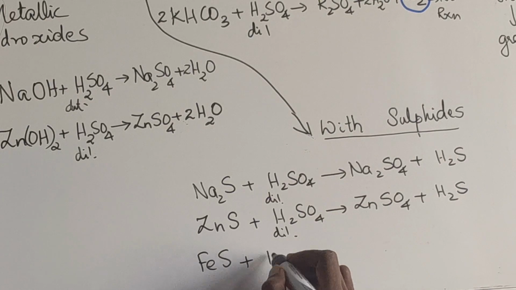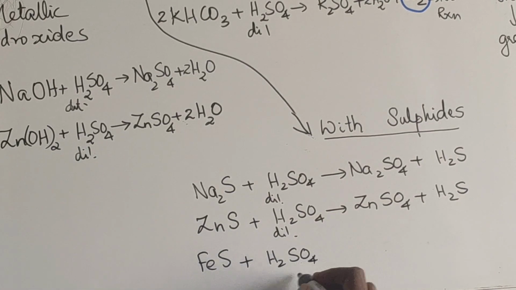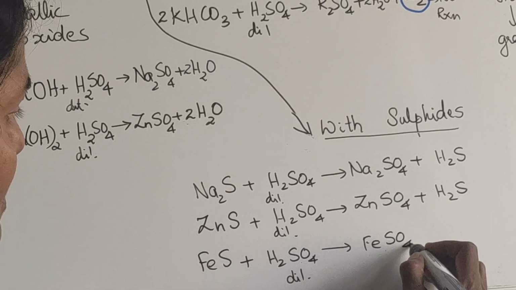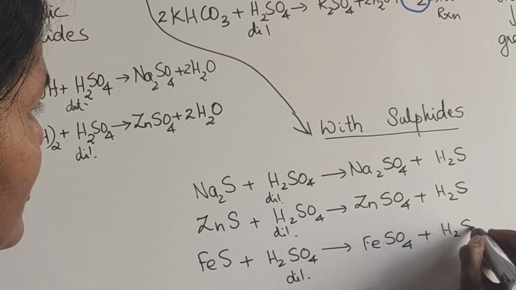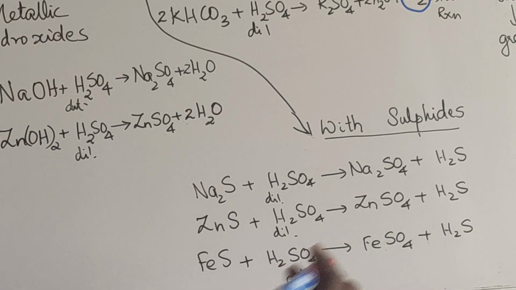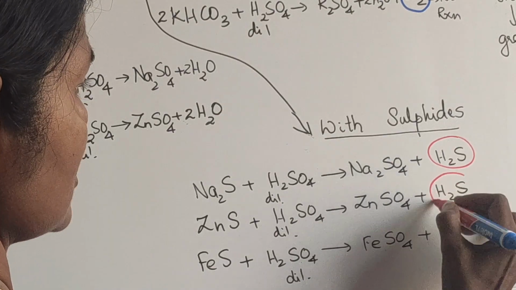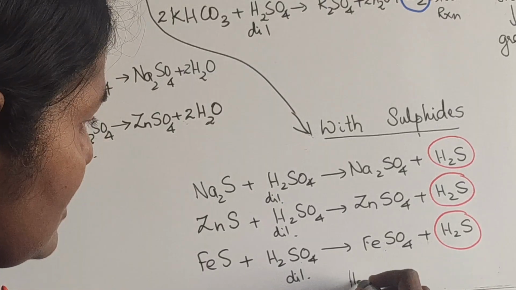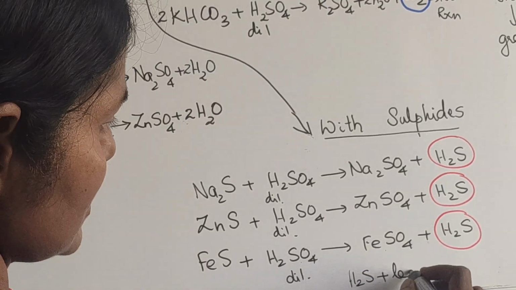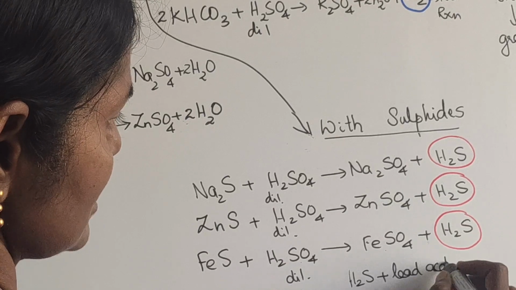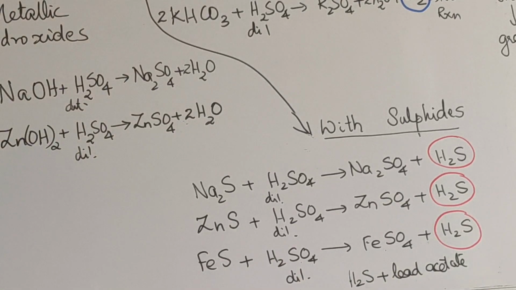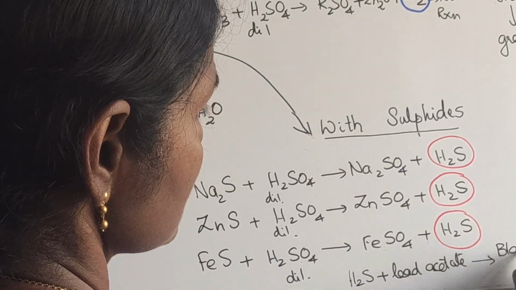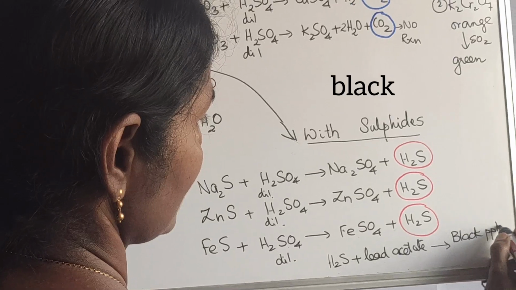Iron sulfide again reacts with dilute sulfuric acid to give iron sulfate plus hydrogen sulfide. So these are the reactions that give you hydrogen sulfide. Now when lead acetate solution is added to this mixture with hydrogen sulfide, it forms a black precipitate of lead sulfide.